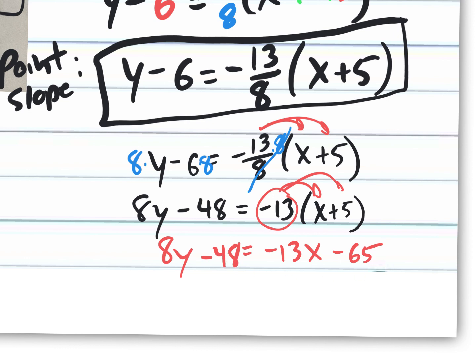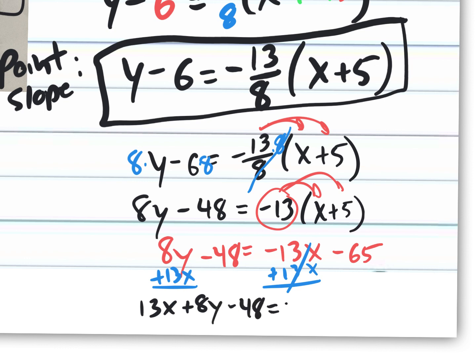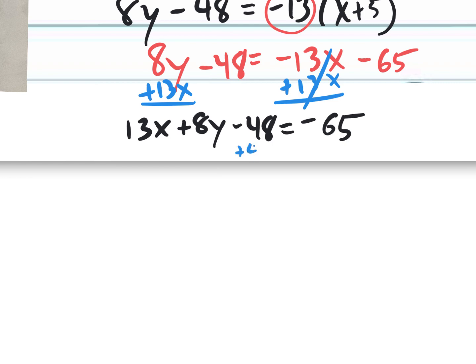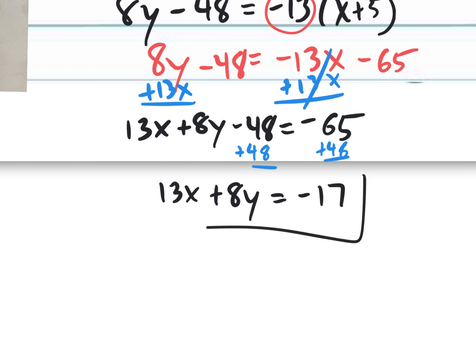Okay, so going for standard form then, right? Let's move the x over. So plus 13x and plus 13x, which you can't really do, so you're just going to rewrite it. 13x plus 8y minus 48 equals negative 65. So now all we need to do, we're going to get rid of the 48 by adding 48 to both sides, plus 48 here, plus 48 over there. And you're going to end up with 13x plus 8y equals negative 65 plus 48. So that's a negative 17 right here. And yes, this is now standard form.